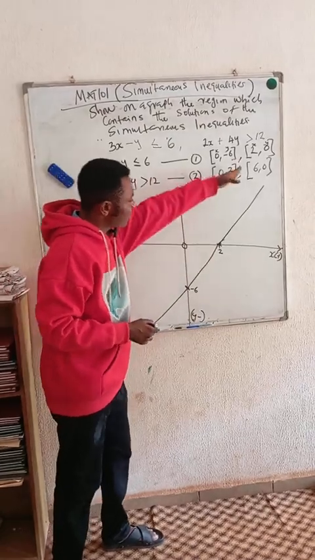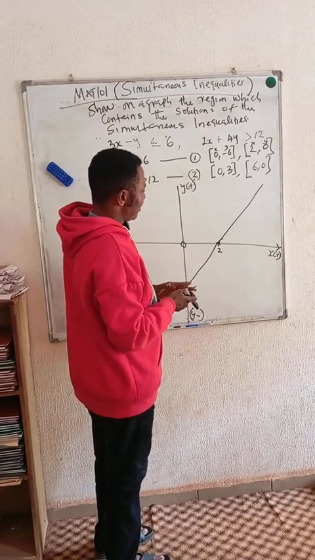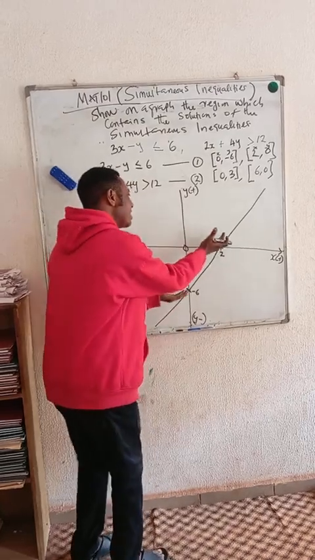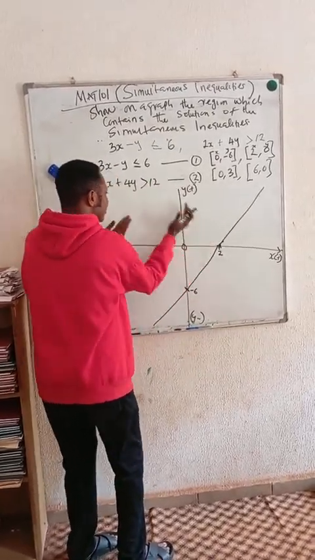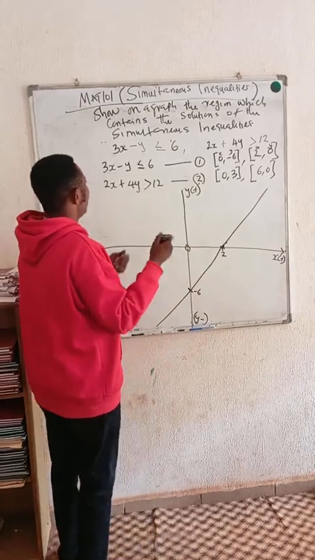These are going to be a straight line. The next thing to consider is, will the origin be included so that we will know where we are going to shade? Are we shading the upper region or the lower region? Shading to the left or to the right? How are we going to know it? Look at it. Follow me.